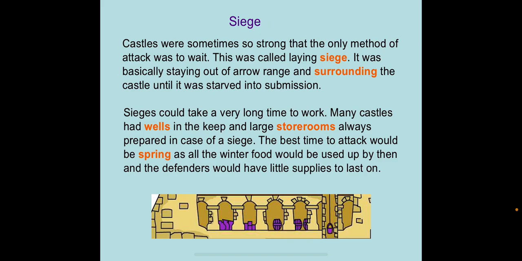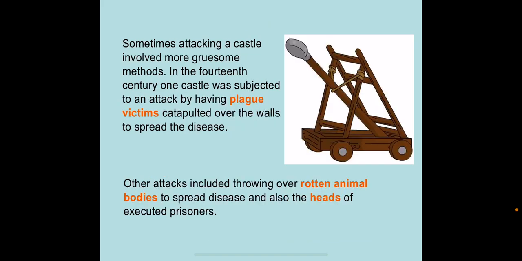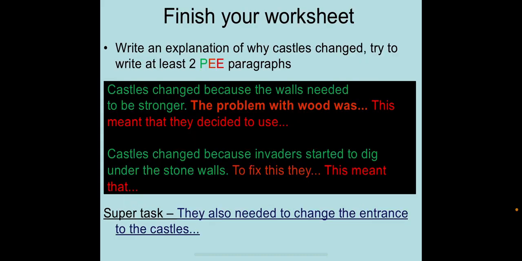The best time to attack would be spring, as all the winter food would be used up by then and the defenders would have little supplies to last on. Sometimes attacking a castle involved more gruesome methods though. In the 14th century, one castle was subject to an attack by having plague victims catapulted over the walls to spread the disease.